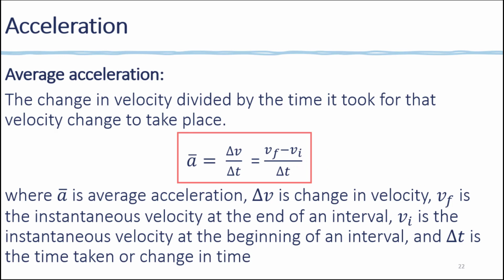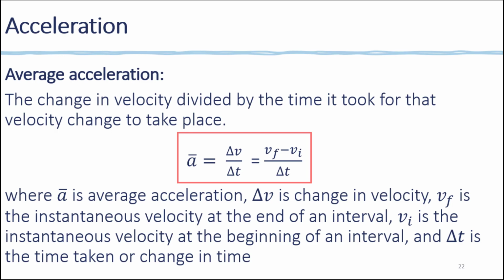And this happens if an object is slowing down in the positive direction. A negative average acceleration will also happen if the initial and final velocities are both negative, and if the final velocity is larger than the initial velocity. So this would occur if an object is speeding up in the negative direction.